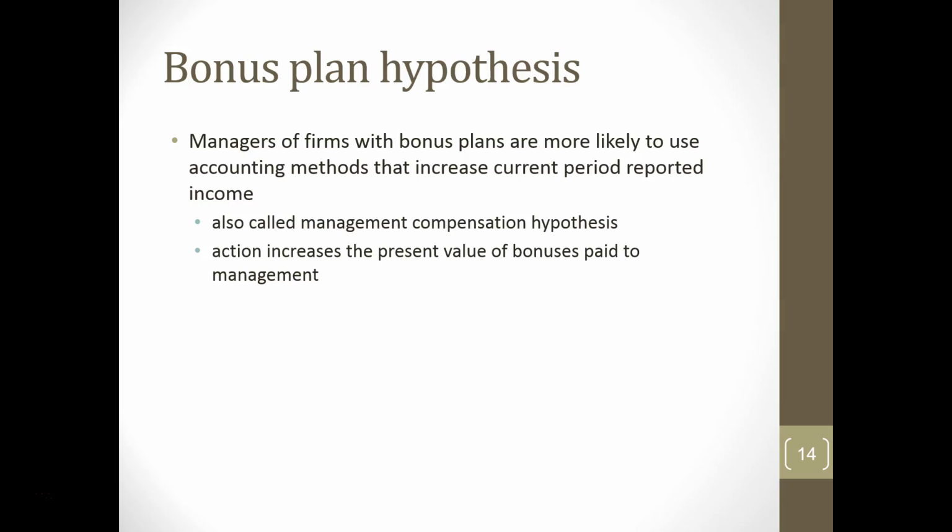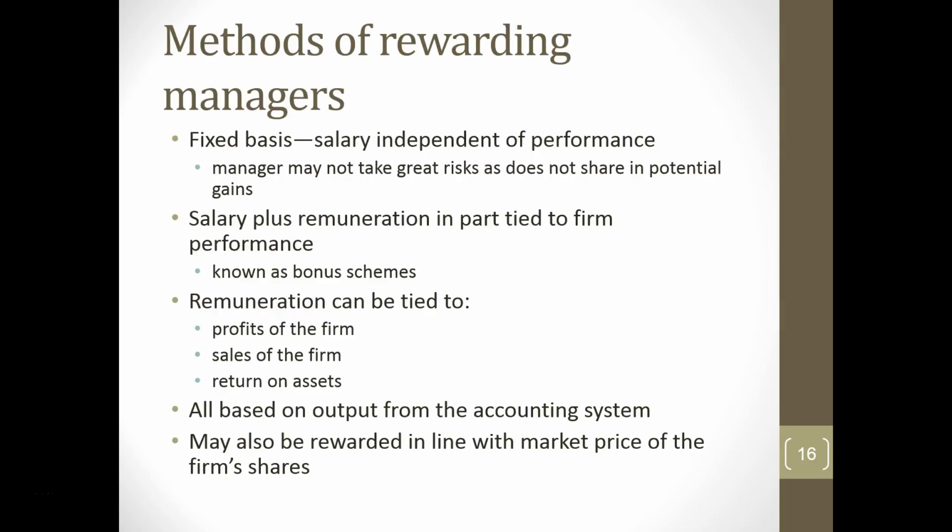Pretty simple to understand. So under the bonus plan hypothesis, how are managers rewarded? On a fixed basis, salary is independent of performance. So what happens then? If you've got your manager on a fixed salary, they're not going to take great risks as they don't share in any potential gains. So potentially we have salary plus remuneration in part tied to performance, so a bonus scheme, and the bonuses can be tied to profits of the firm, sales of the firm, or returns on an asset. Where does this information come from? The accounting system. And who's potentially influencing the accounting system?